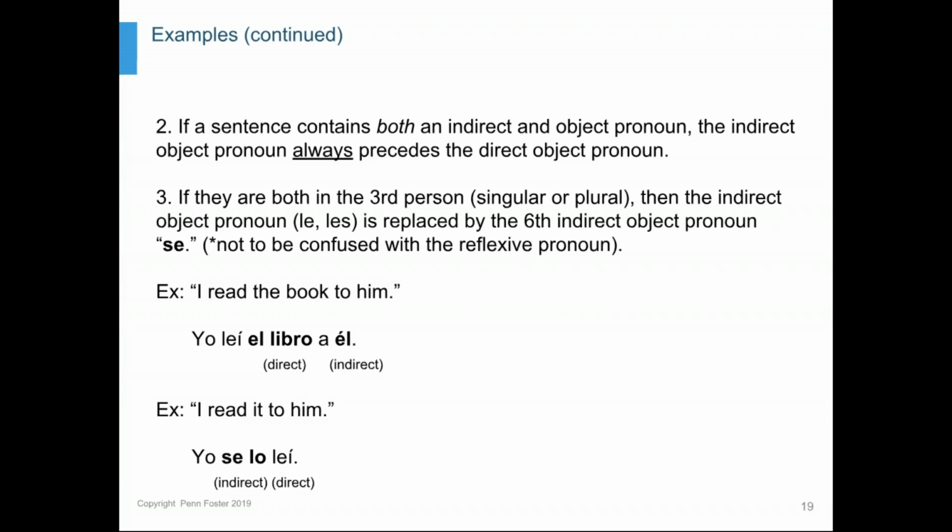But as rule number 3 says, when both are in the same sentence and they both happen to be in third person, so one of the lo, la, los, or las, and the le or the les, then the le or the les, the indirect object pronoun, gets replaced by this sixth indirect object pronoun, which is se. So that's why in that last example on the bottom, the le is removed, the se replaces it. Again, only when both are in the same sentence and both happen to be in third person. If one of them is not in third person and the other is, then this rule is not applied.